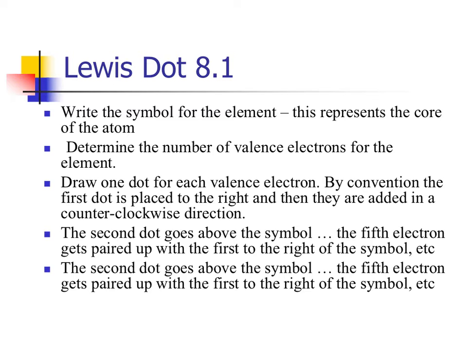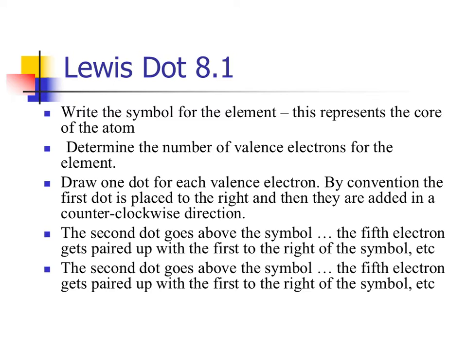We draw one dot for every valence electron. By convention, they're placed on the right and then added in a counterclockwise direction. Some people say, well, I don't know what a counterclockwise direction is. Anyone who's ever played baseball or softball, ran track, or watched NASCAR should know what counterclockwise is, because that's the route you take to go around the bases, or around the track, whether that be an athletic track or NASCAR. So it's counterclockwise.